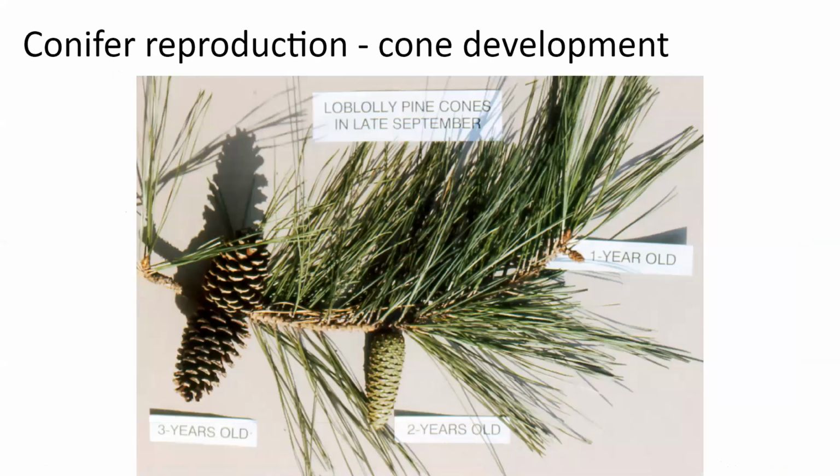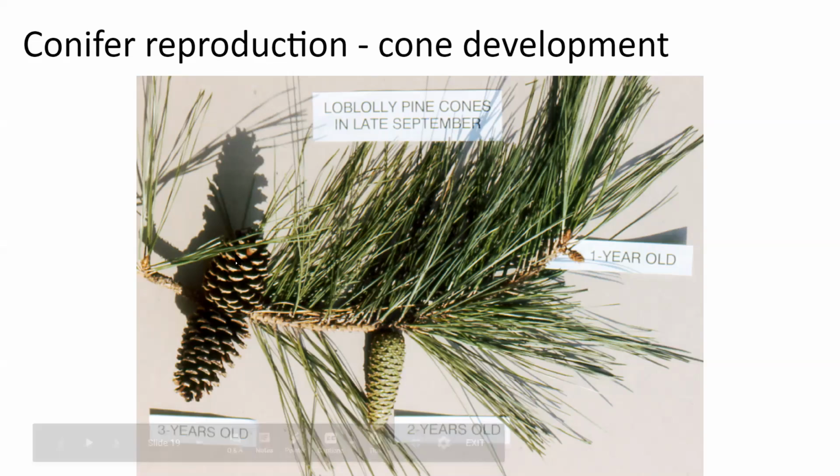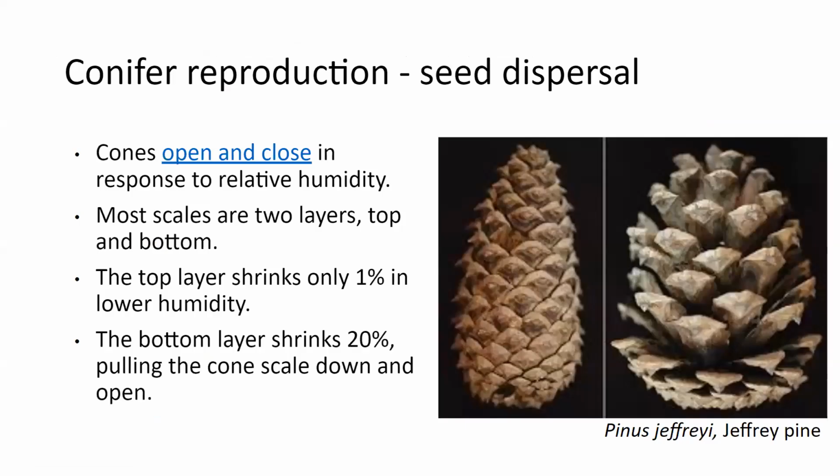So if we're looking at cone development, I think it's important to see how these cones develop over time. This is loblolly pine, our very common Piedmont pine. And you can see what the cones look like in their size at 1 year old, 2 years old, where the cones are clearly still closed, and then 3 years old, where the cones open up to release the seeds. So 3 years for maturation in loblolly pine. And these cones open and close in response to relative humidity.